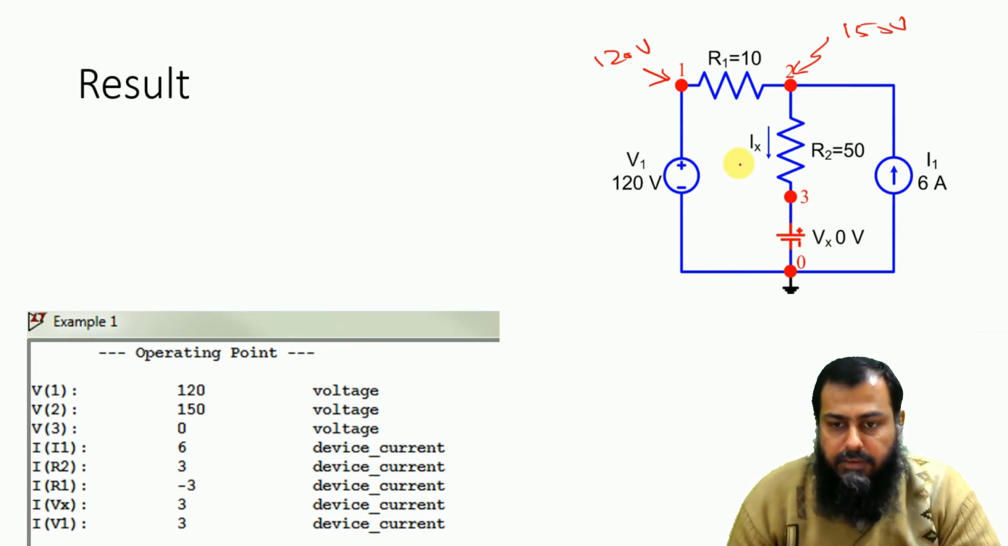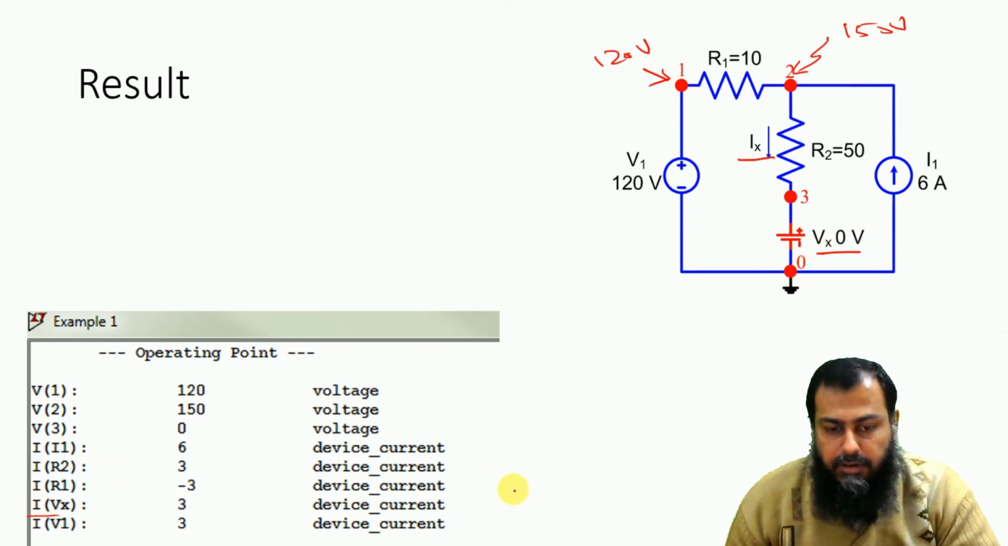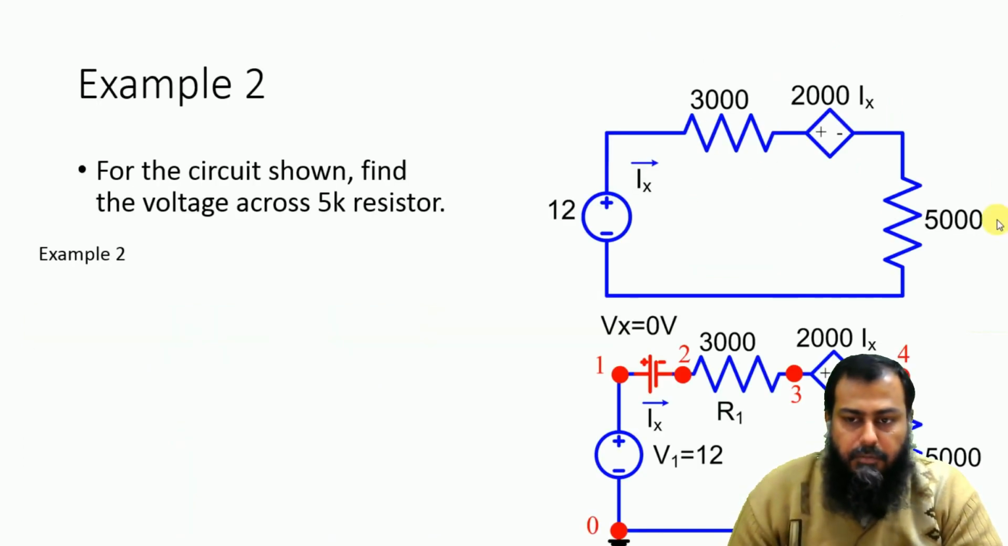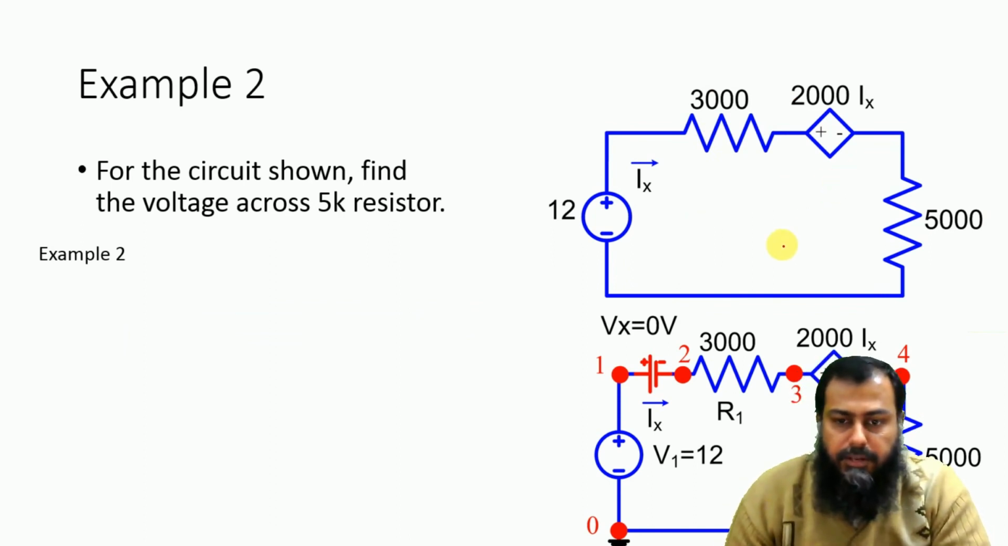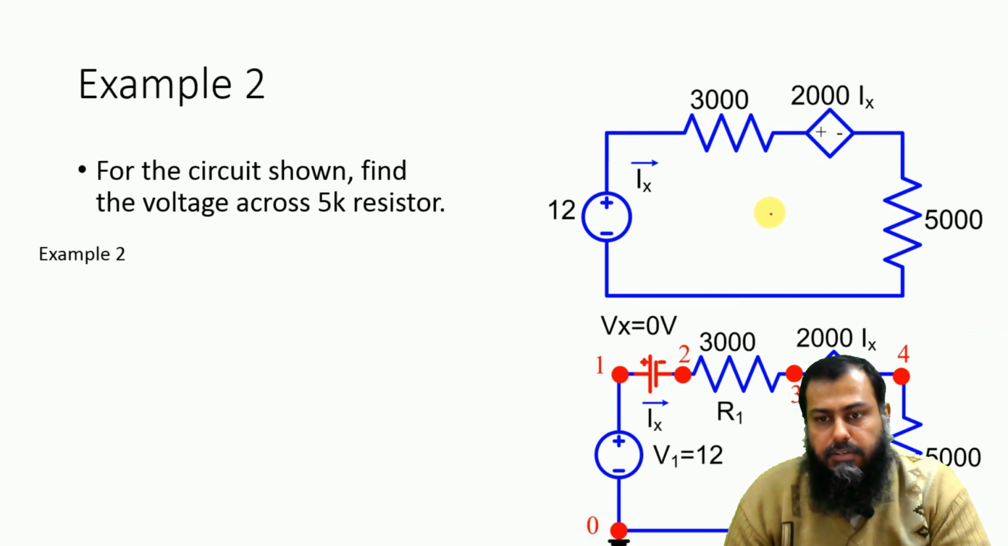The next thing here is, what is the current Ix? Ix is attributed by this voltage source Vx. So you see here at this particular point, we have I flowing through Vx equal to 3 ampere, and therefore the current flowing here is equal to 3 ampere. Next we will see another problem that contains a dependent source here. Now with this dependent source, we need to find out what is the voltage across this 5 kilo ohm resistance.